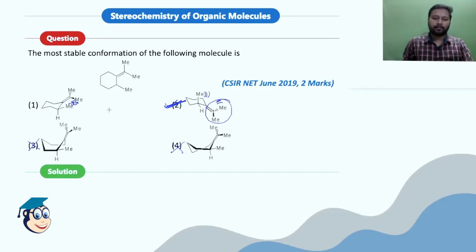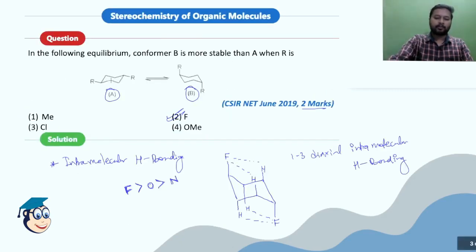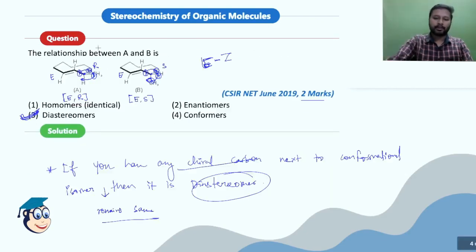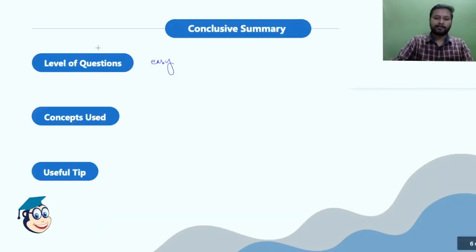I hope it is clear to you how I have solved these 3 questions which came from stereochemistry of organic molecules in CSIR-NET June 2019. All right. So let me just summarize everything. The level of questions, I would say, was easy. All the questions we saw were easy. One by one, this was the easiest one, I would say. The other one is, again, if you know the configuration, you can do this question very easily. The third one was again an easy question. You just need to figure out where the repulsion is and where it is not.